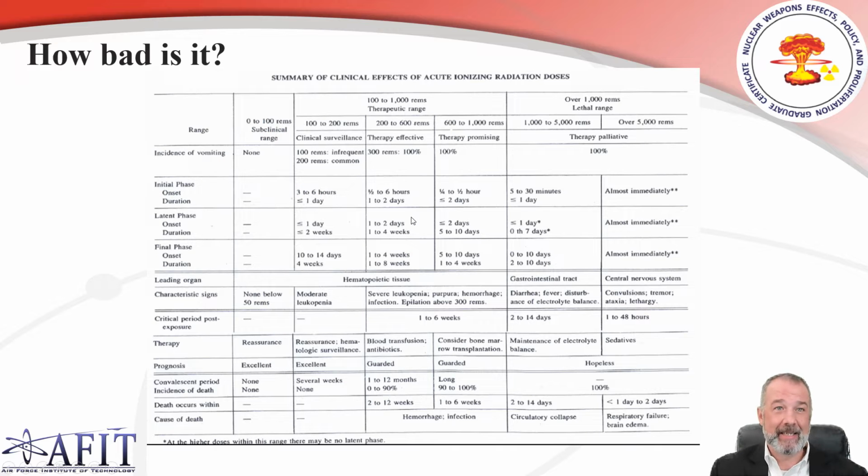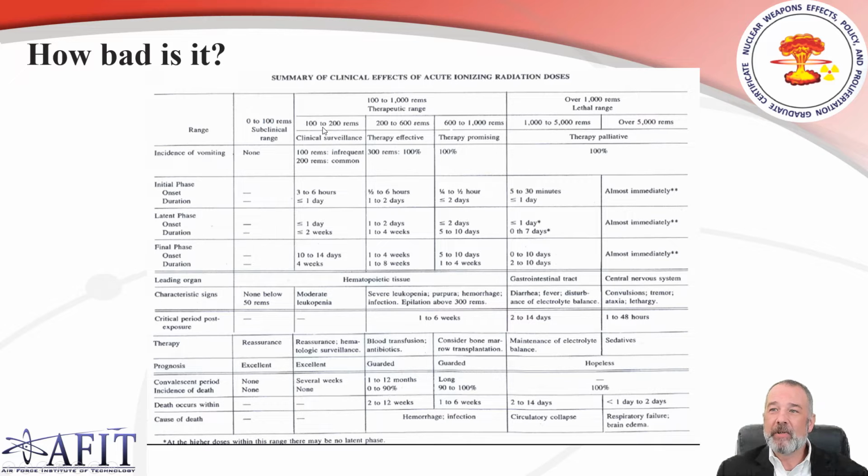So how bad can it get? That was just for one particular system, among the several different categorizations we saw in the last lesson for how sensitive the different organ systems in humans are to radiation. So let's look at this cool little chart: Summary of clinical effects of acute ionizing radiation doses. And acute means short term, as opposed to chronic, which means more long term.